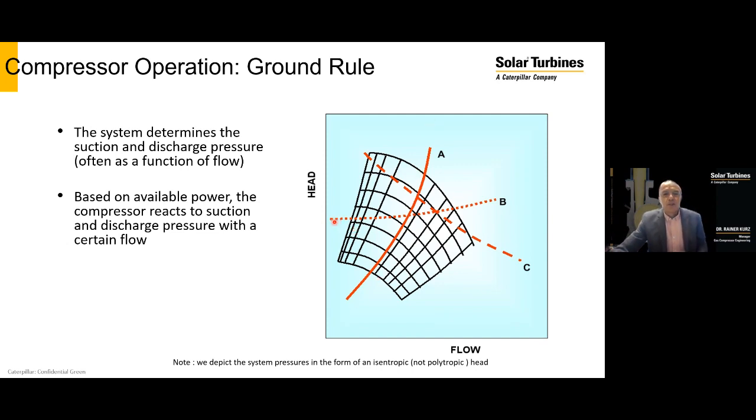But there are other applications where the pressure ratio is less sensitive to flow, or there are applications where you essentially run the machine along a constant power line. So you see that a lot, for example, for storage withdrawal applications. The key thing in all of that is that the system around the machine determines the suction and the discharge pressure that the compressor sees. And then, based on the available power or the speed that the machine is set at, the compressor reacts to these conditions by flowing a certain amount of gas.